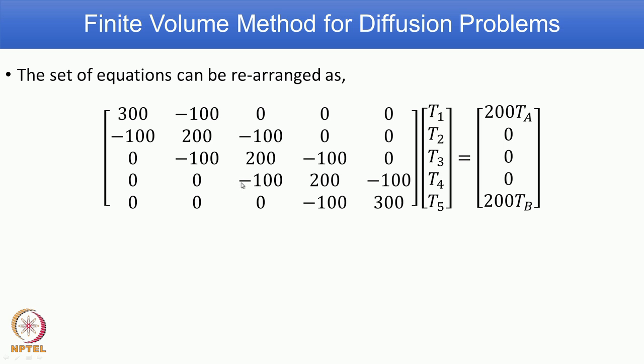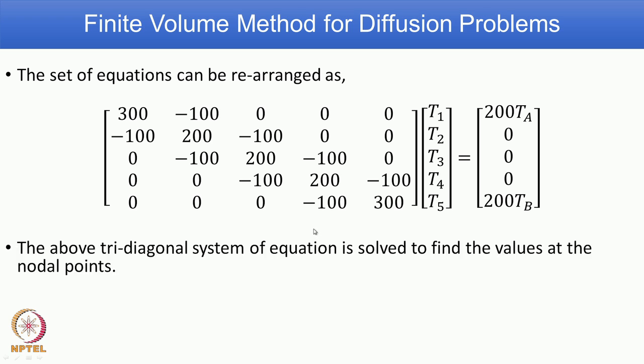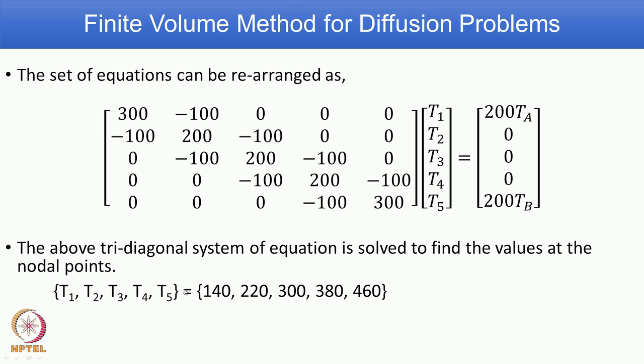We have already seen different matrix structures in last week's class: pentadiagonal of two different forms, tri-diagonal and only diagonal matrix. There is a separate procedure available for how to invert this matrix. We will reserve the discussion for next week's class. If you invert this matrix, then you determine the values of T1 to T5. The tri-diagonal system of equations is solved to find the values at nodal points, and they are given here as T1 to T5 in this form.